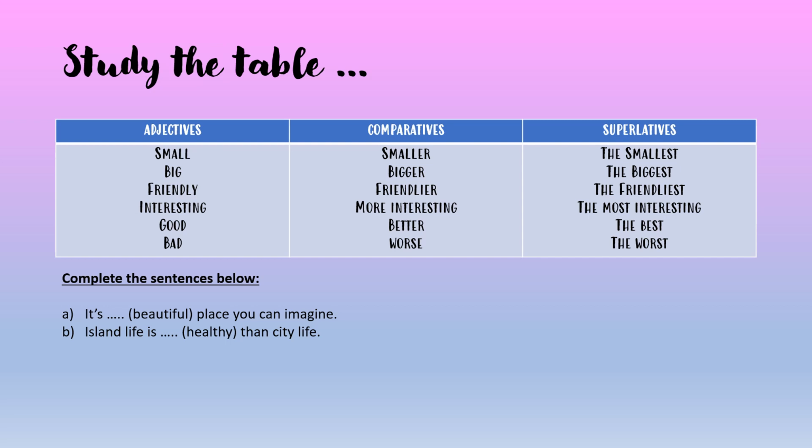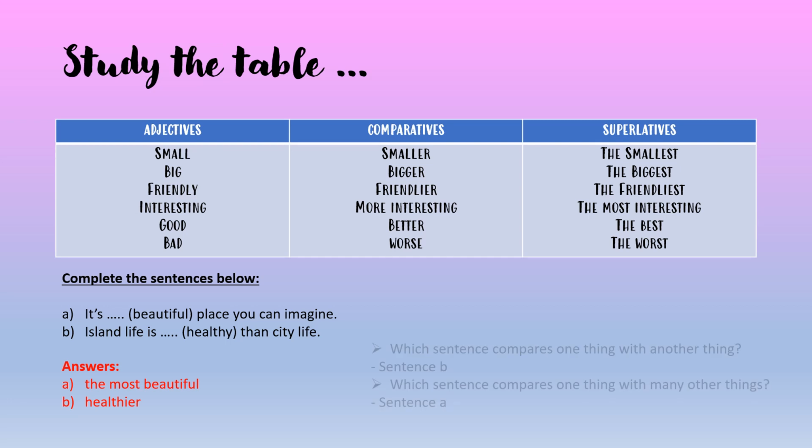Now let's complete the sentences below. Look at the first sentence: it's beautiful place you can imagine. The second sentence: island life is healthy than city life. Now let's look at the answers. The answer for number 1 is, it's the most beautiful place you can imagine. The answer for number 2 is, island life is healthier than city life.